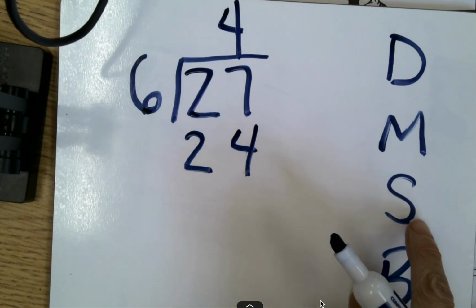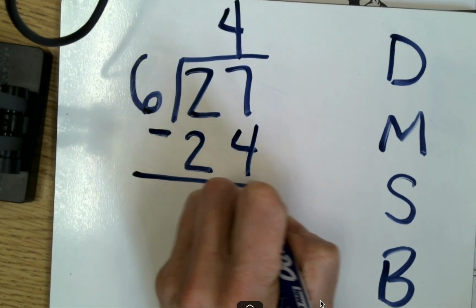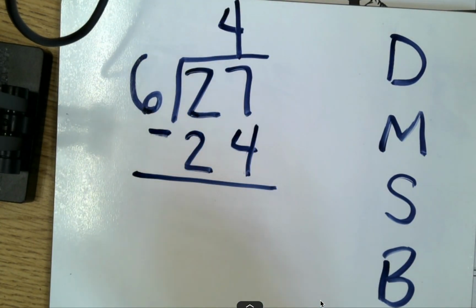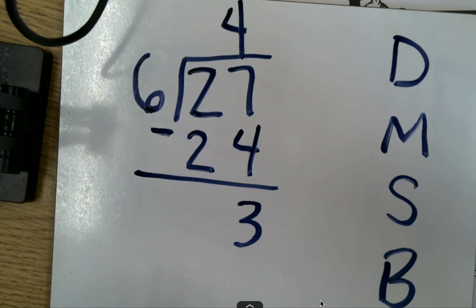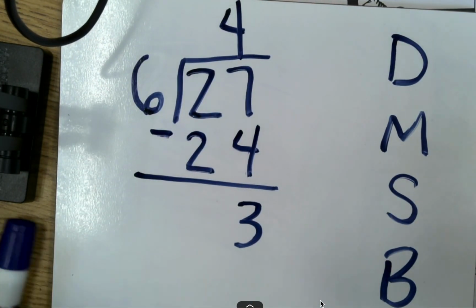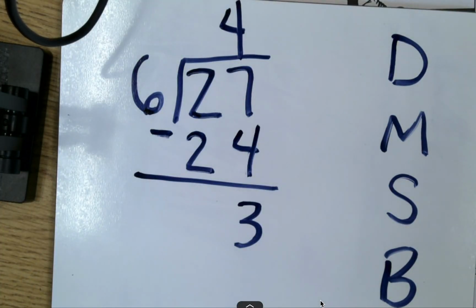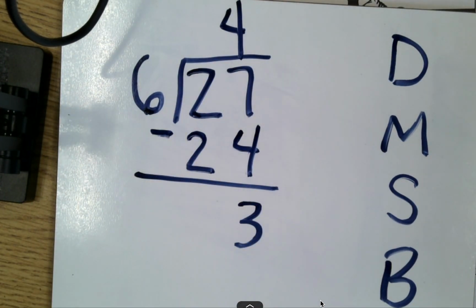And then next on my list is subtract. So I'm going to subtract. 7 minus 4 is 3. I put a 4 in my head and I count up. 4, 5, 6, 7, 3. Or I put 7 fingers up and I take 4 away. And then 2 minus 2 is 0. I'm not even going to bother putting a 0 because I don't have to.